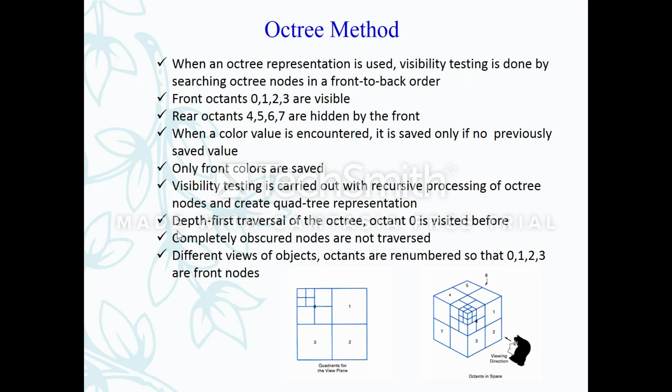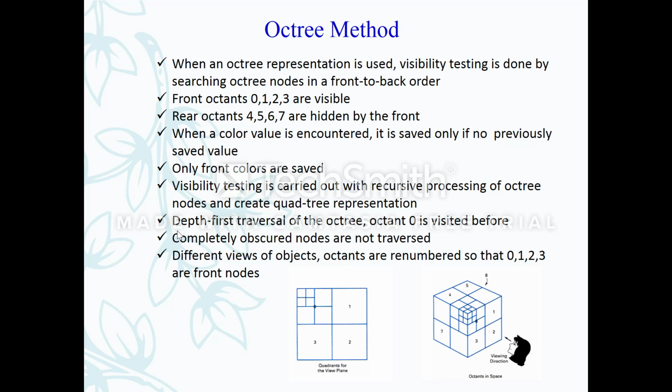The next is the octree method. Similar to the area subdivision, when an octree representation is used, visibility testing is done by searching octree nodes in front to back order. In the example below, what are the front octants from the viewing point? It should be that 0, 1, 2 and 3 are visible, and 4, 5, 6, 7 are hidden by the front. When a color value is encountered, it is saved only if no previous values are saved.